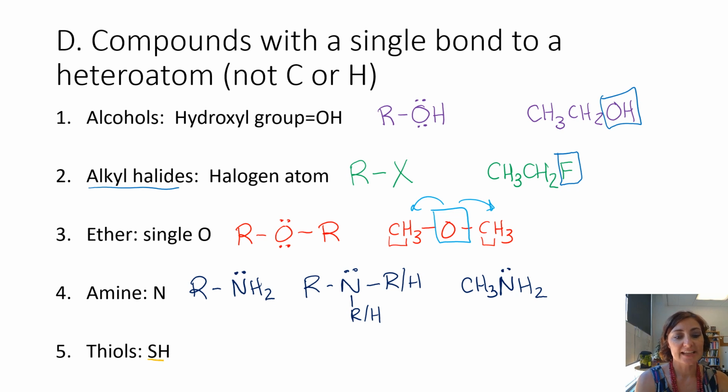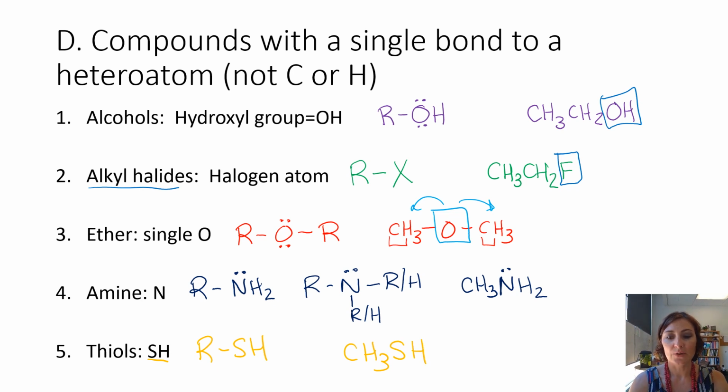All right, finally, thiols. Thiols have an SH, also known as a sulfhydryl. So our general structure is an R group. Again, it's a carbon of any length attached to this sulfhydryl. An actual example, let's use a 1-carbon.